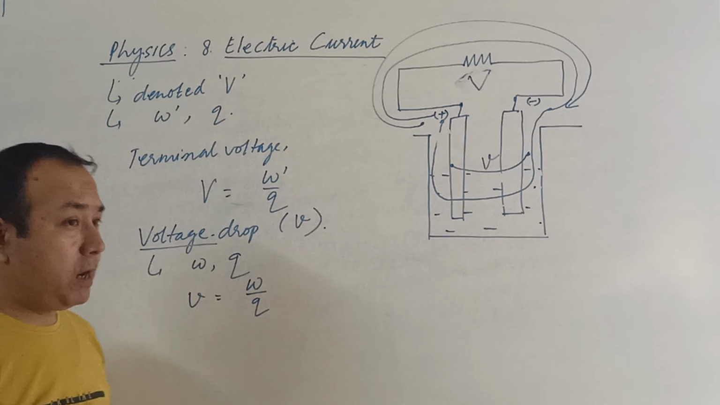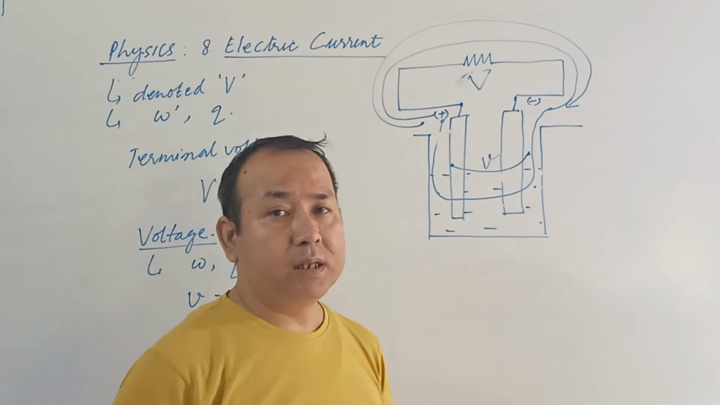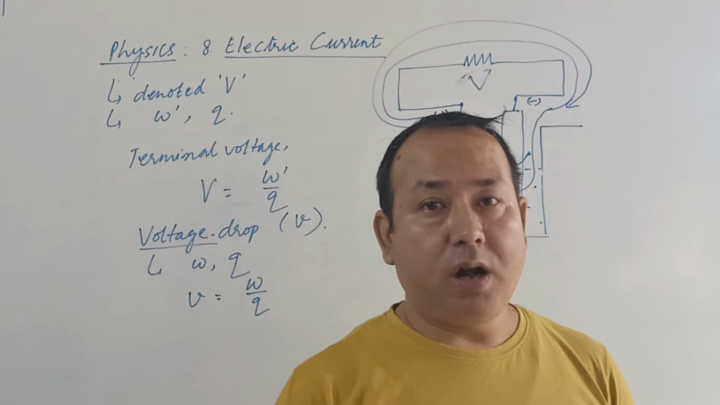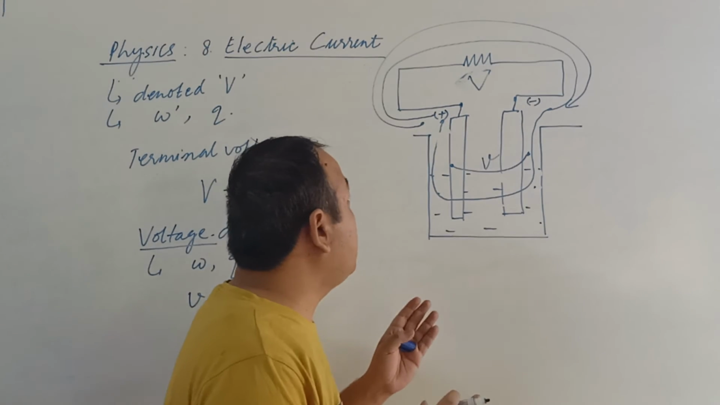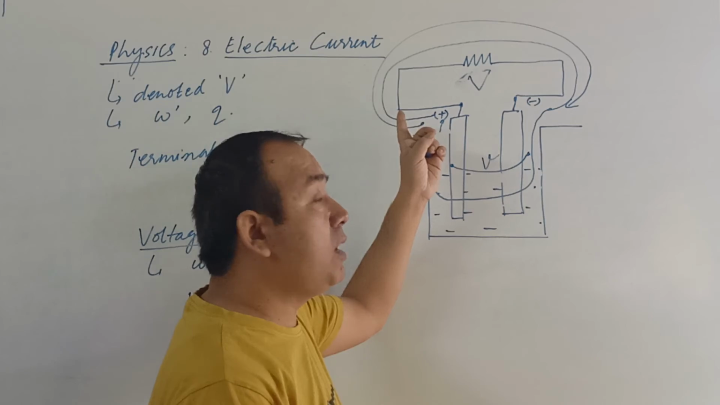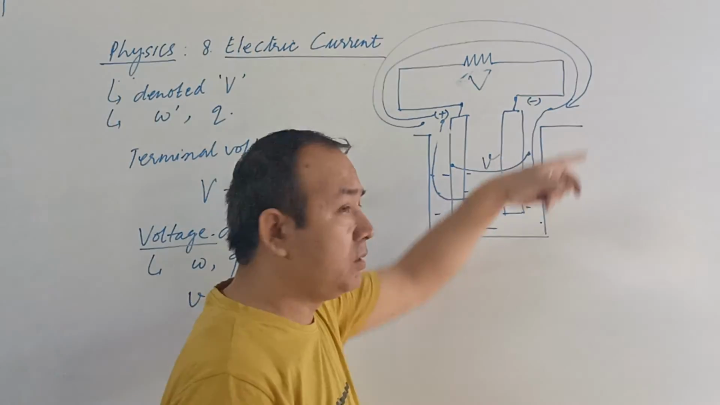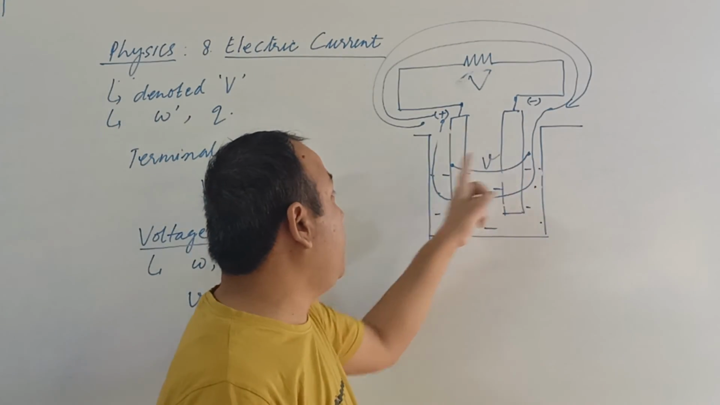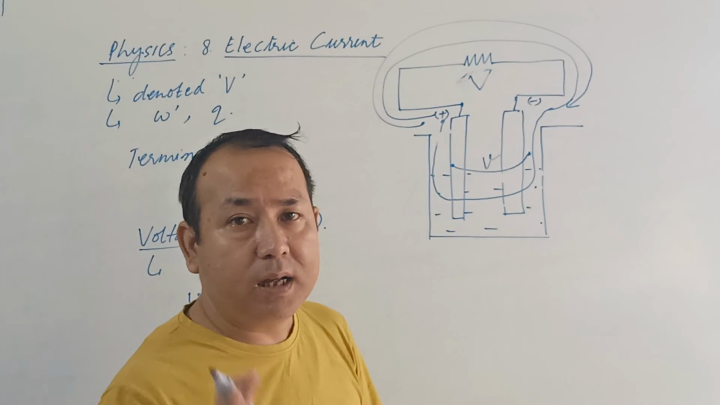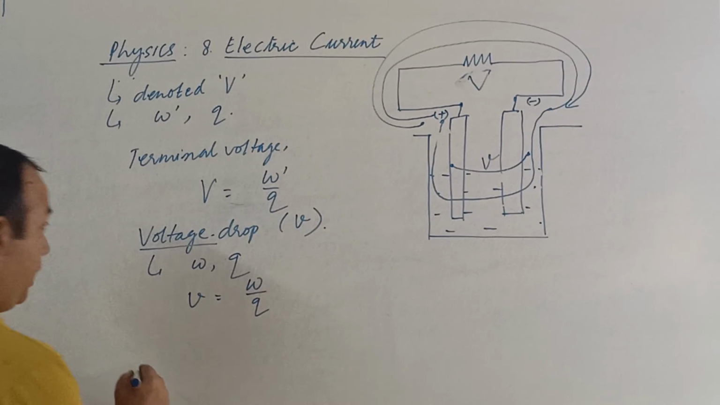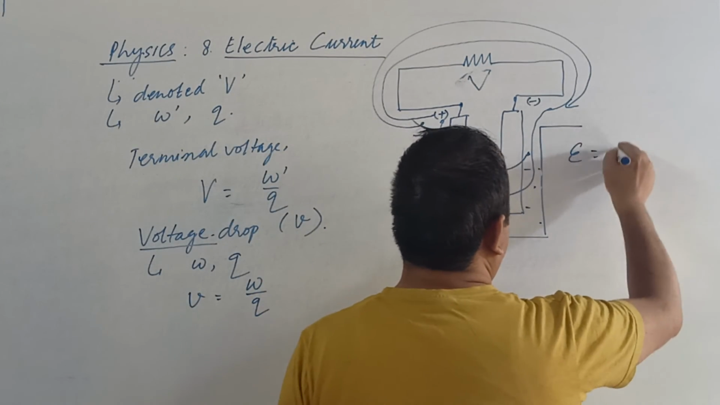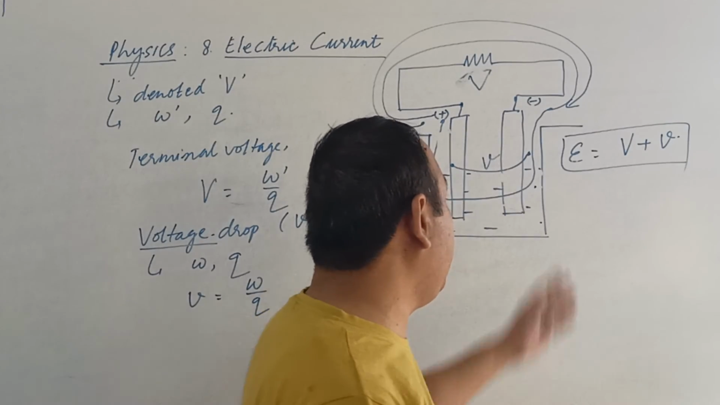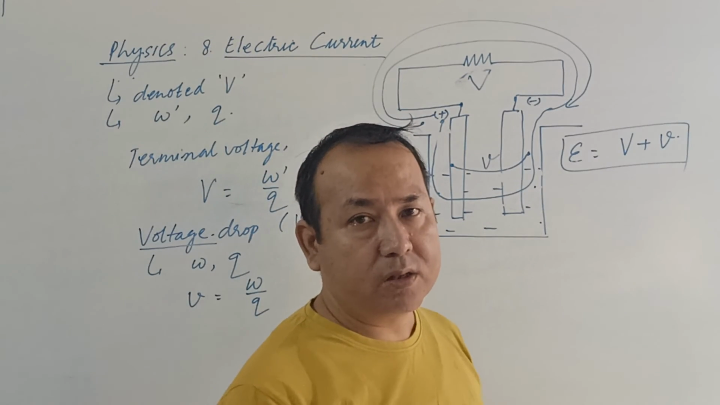So from here what we understand is that if you add terminal voltage and voltage drop, we get the EMF of the cell. We know that EMF means the amount of work done to take the unit positive charge to make one complete run. From here to here it is terminal voltage, from here to here it is voltage drop. If you add both, you get the EMF. So EMF is equal to terminal voltage plus voltage drop. This mathematical expression gives us the relationship between EMF, terminal voltage and voltage drop.